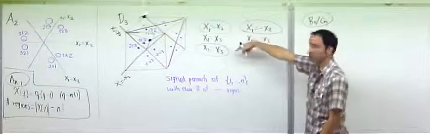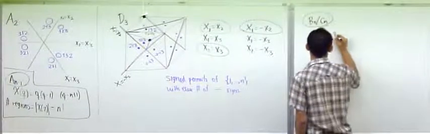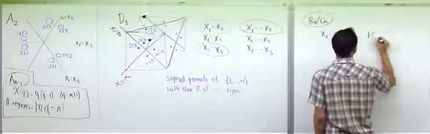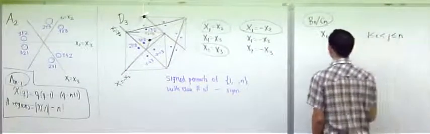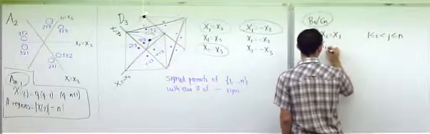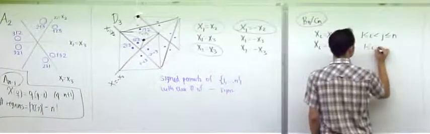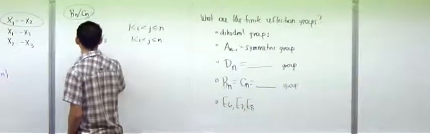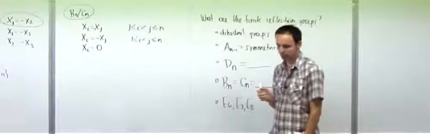Well, I'll tell you what the hyperplanes are. So they're all of these ones that we have in Dn. So we have xi equals xj for all i less than j. And then we have xi equals minus xj for all i and j. And so far that's Dn. But you also have the hyperplane xi equals 0.